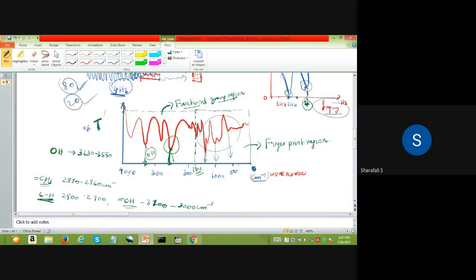So if you do not know what kind of functional groups are present in your sample, then by studying the IR spectra of that particular sample, you can say which kind of functional groups are present in that sample.